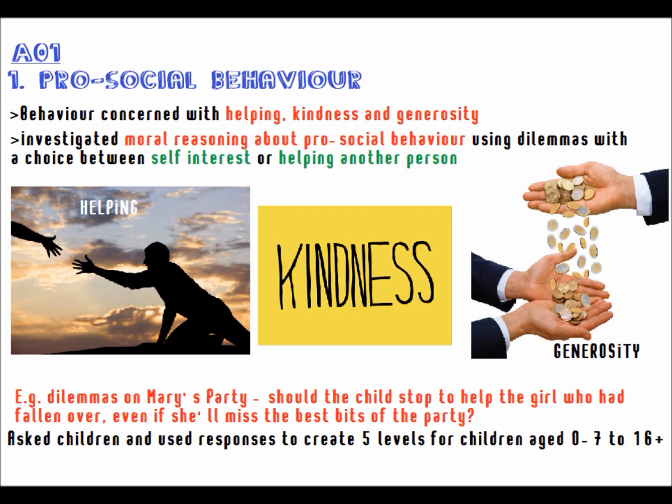Eisenberg. Eisenberg investigated moral reasoning about pro-social behaviour, which is behaviour concerned with helping, kindness and generosity, using dilemmas with a choice between self-interest or helping another person. For example, a dilemma on Mary's party. Should Mary stop to help the child who had fallen over, even if she'll miss the best bits of the party? Eisenberg asked children dilemmas like this and used the responses to create 5 levels for children aged from 0 to 7 to 16 plus.